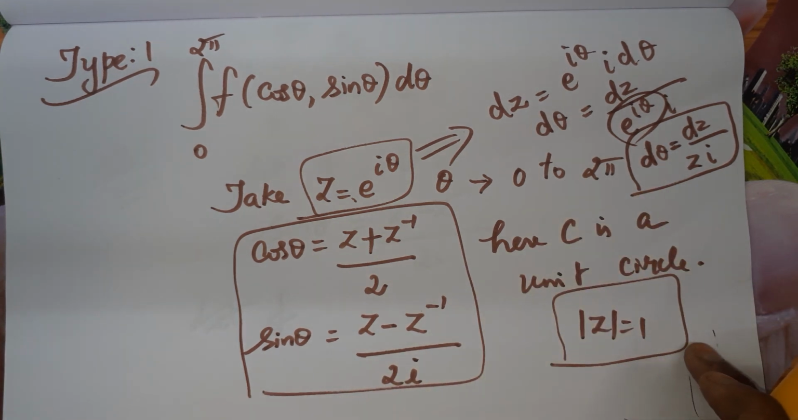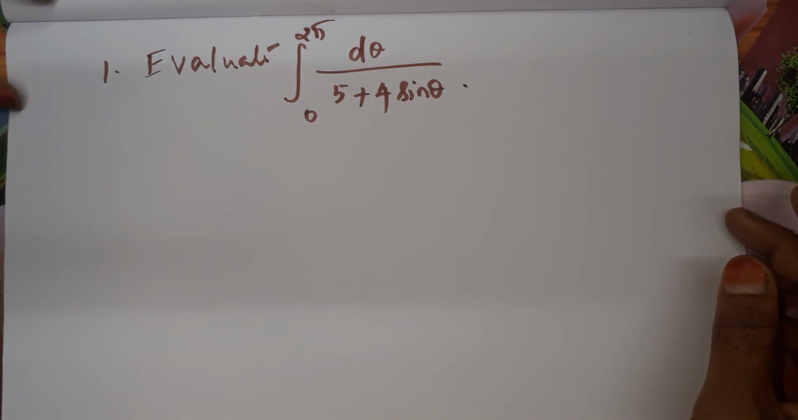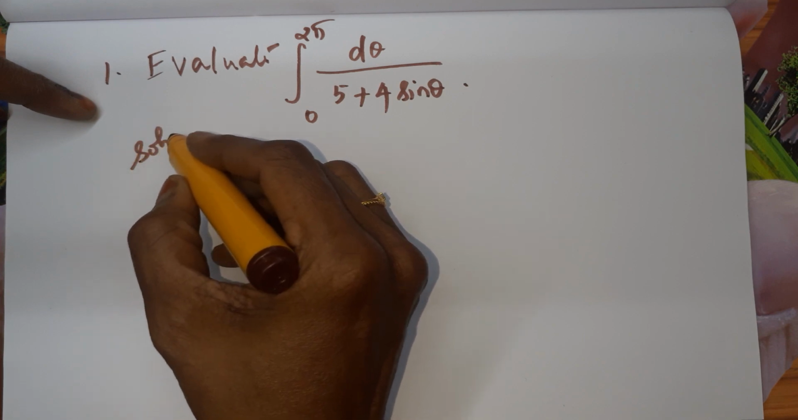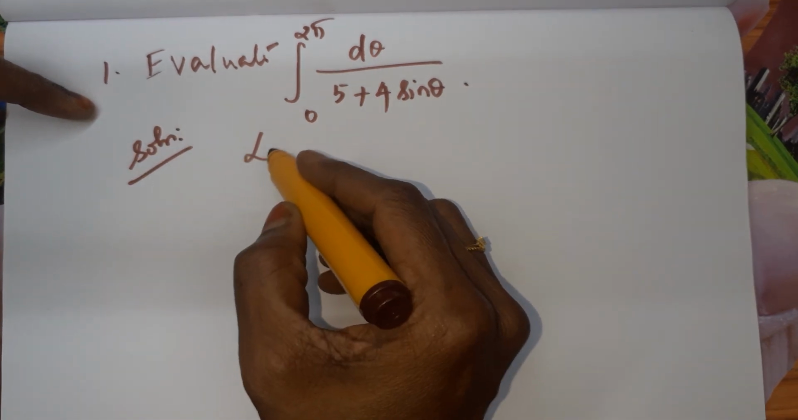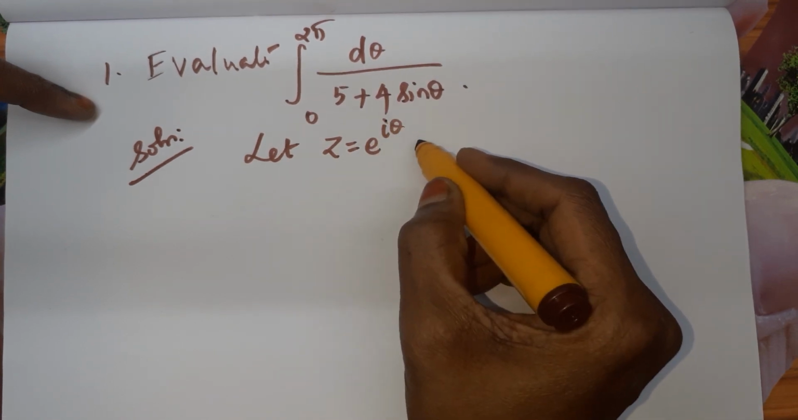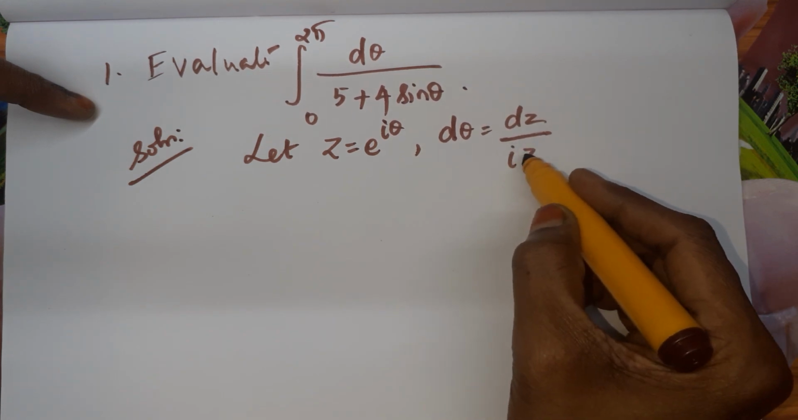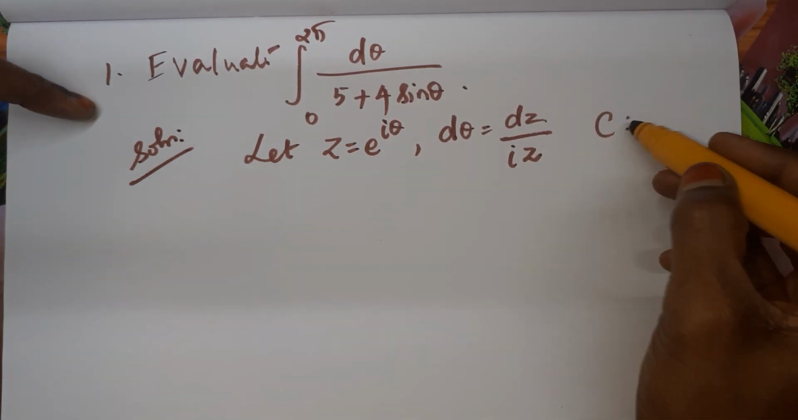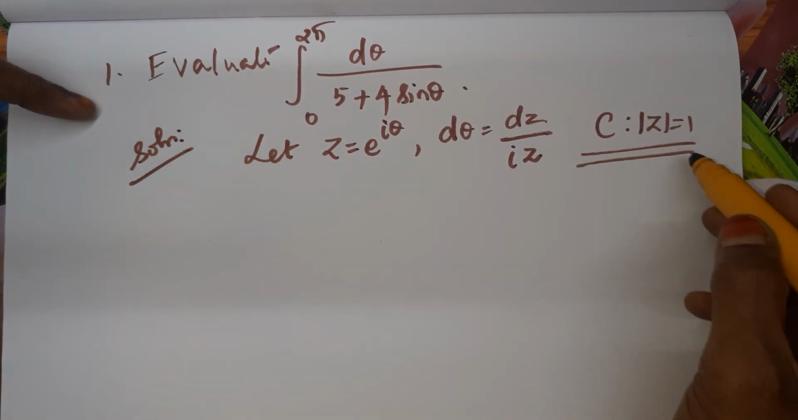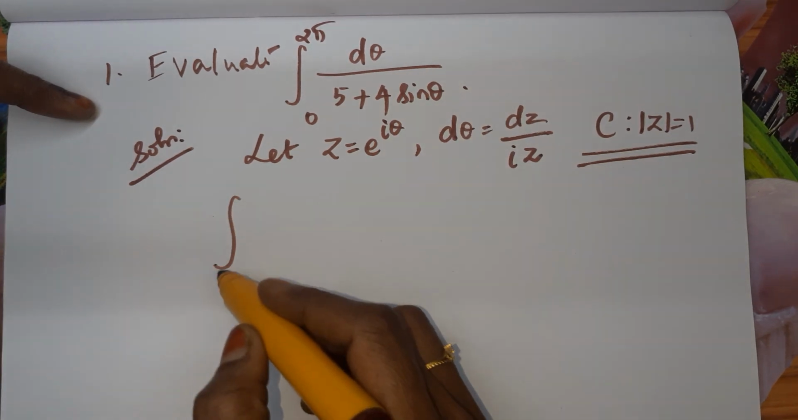The first problem we are going to do is to evaluate the integral 0 to 2 pi d theta by 4 plus 5 sin theta. So what is the assumption we have to start with? Let z is equal to e power i theta, then d theta is equal to dz by i into z, and C is a curve, the unit circle. It is a circle with center 0 and radius 1. So we are going to substitute everything here.